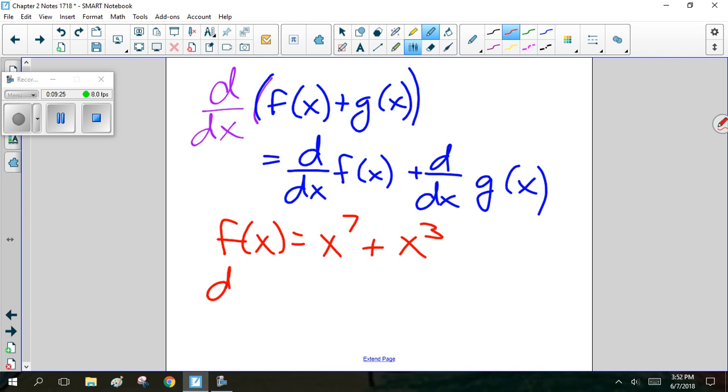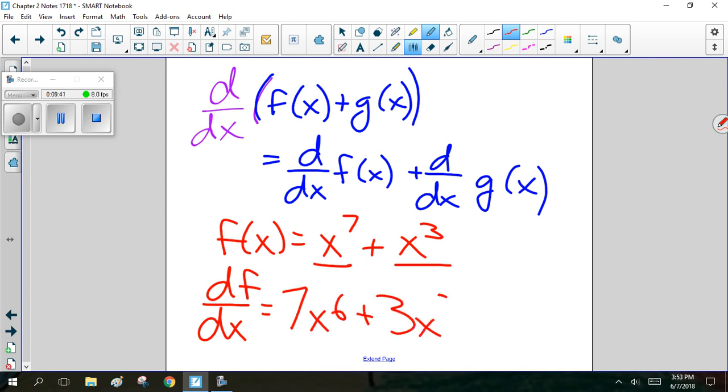Well, then the derivative with respect to x of f is the same as just taking the derivative of this and adding it to the derivative of this. So the derivative of x to the 7th is 7x to the 6th, plus the derivative of x cubed is 3x squared. Okay? So when you've got terms being added, you can just take the derivative of each individual term. That's the rule for addition.